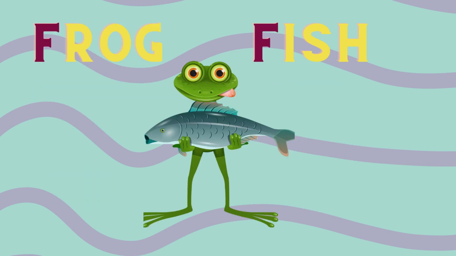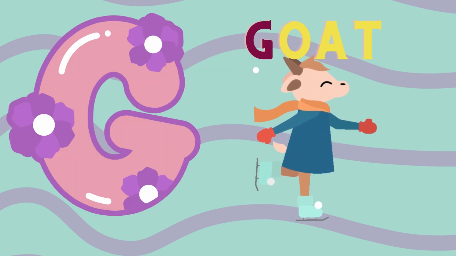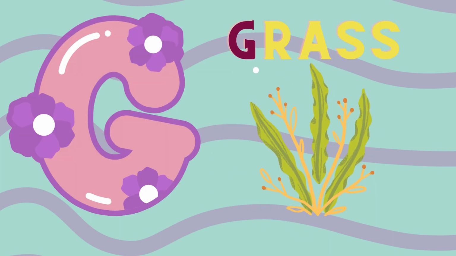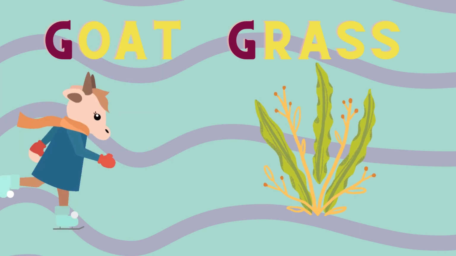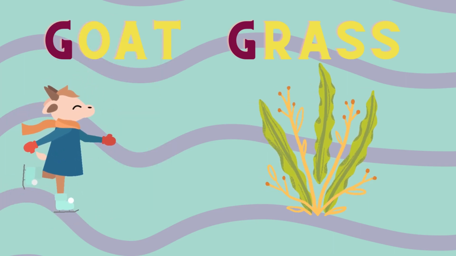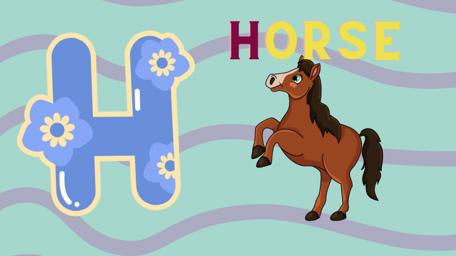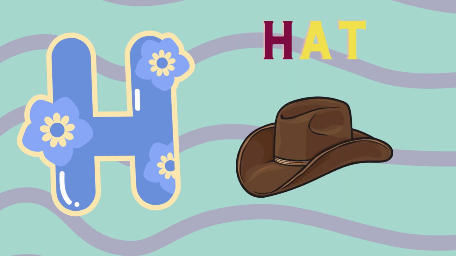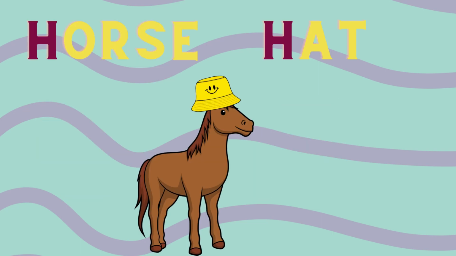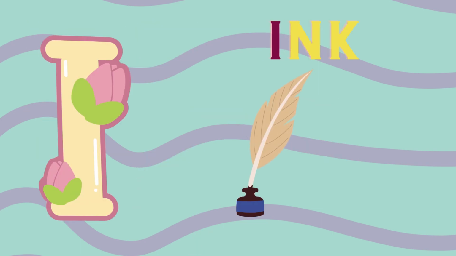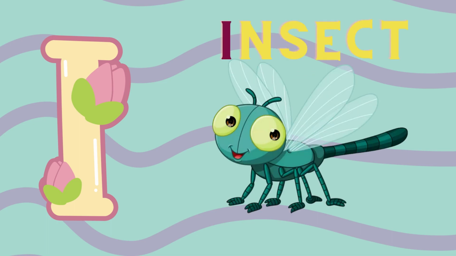G for goat and G for grass, G. H for horse, H for hat, Ha. I for ink and I for insect, E.